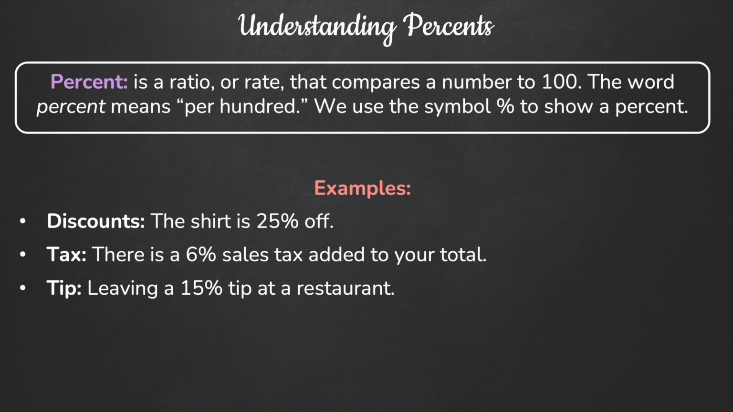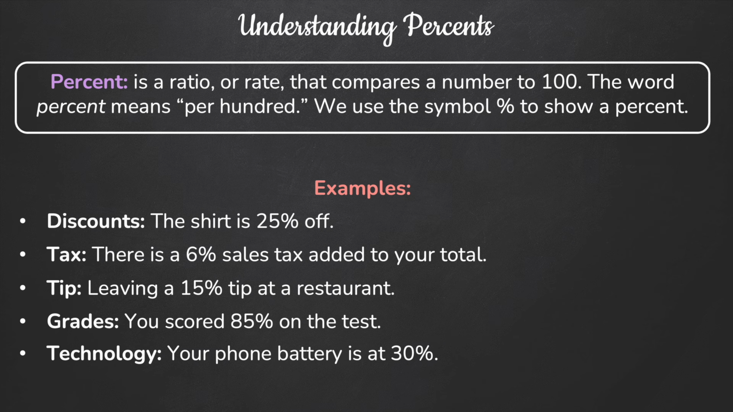Then there's tip. So for example, it's normal to leave a 15% tip or more if you go to a restaurant or if you receive other services. Next, we have our grades. So for example, you could get an 85% on a test where 100% is the highest, meaning a perfect score.